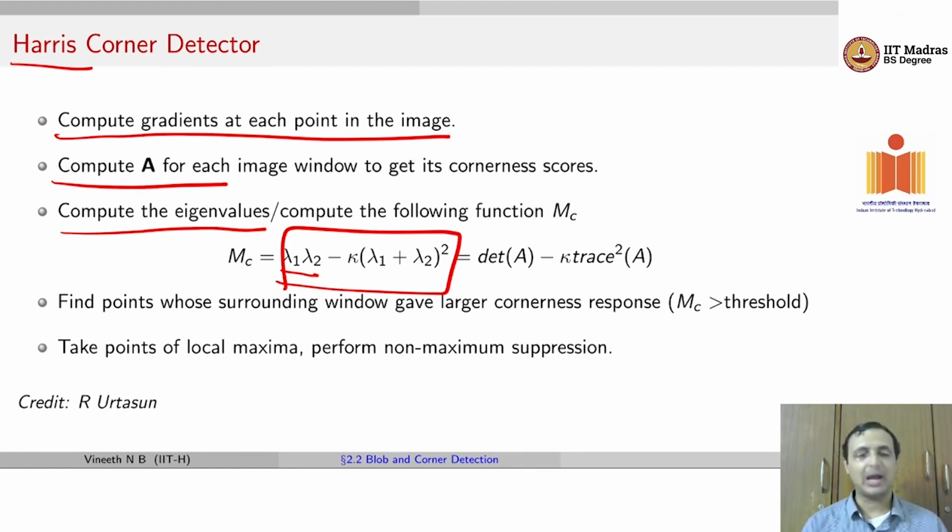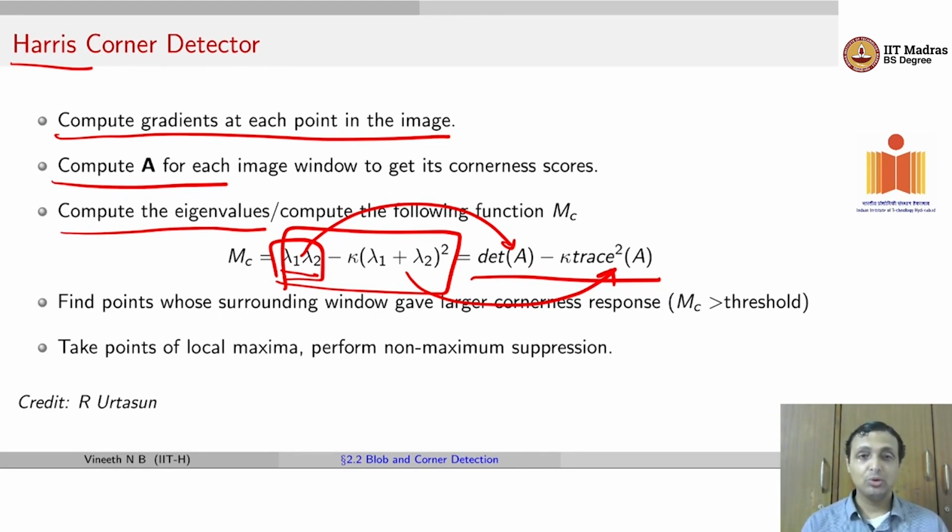Work this out for yourself. Try out different lambda 1s and lambda 2s and you'll see what I'm saying. But what is interesting here is that lambda 1 times lambda 2 is nothing but the determinant of A, and lambda 1 plus lambda 2 is nothing but the trace of A. Which means we can define our cornerness measure as determinant of A minus some constant kappa times trace square of A. Kappa is just a constant that you have to define to get what you want. For different images, you may have to set kappa differently.